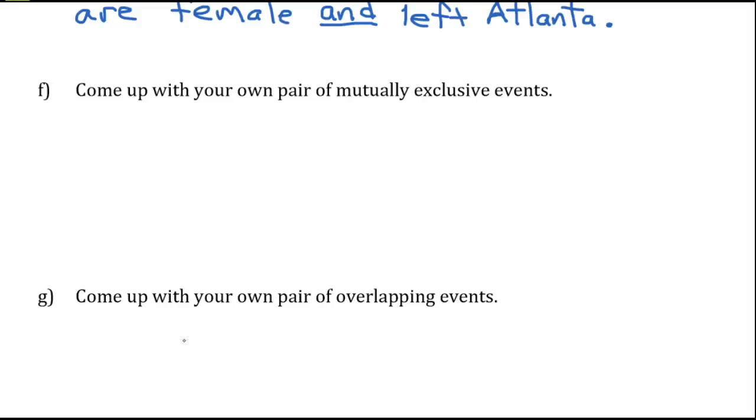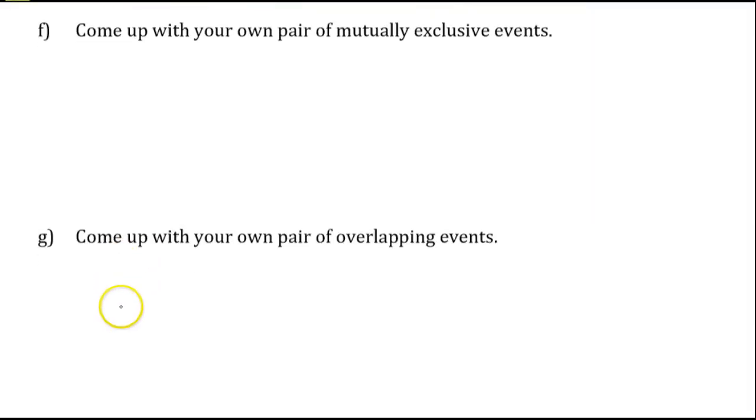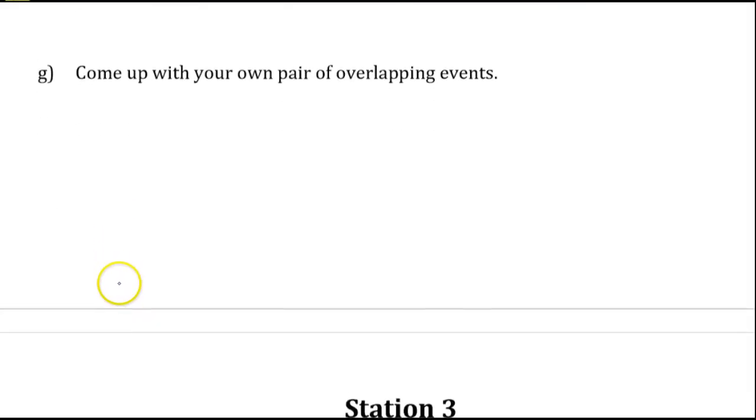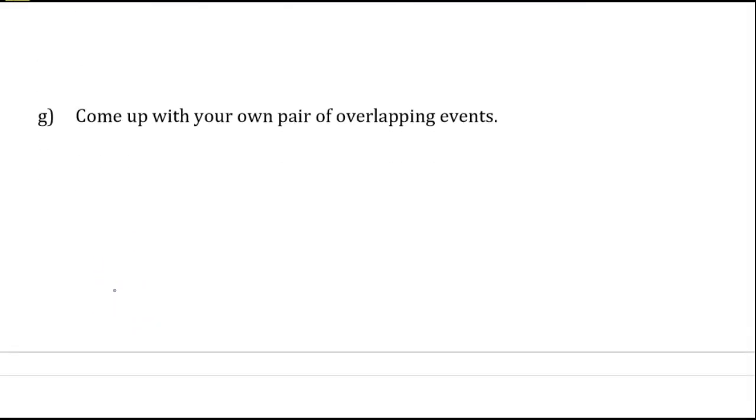All right, come up with your own pair of overlapping events. So one event could be being a resident of the state of Georgia, and the other event could be having a driver's license. Those would be overlapping events because you could both be a resident of Georgia and have a driver's license. So those would be overlapping events.